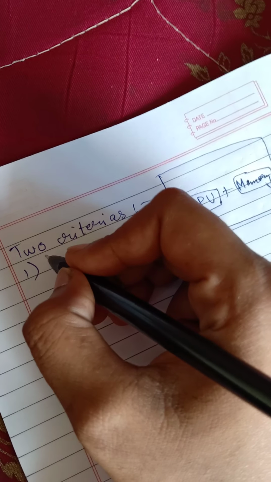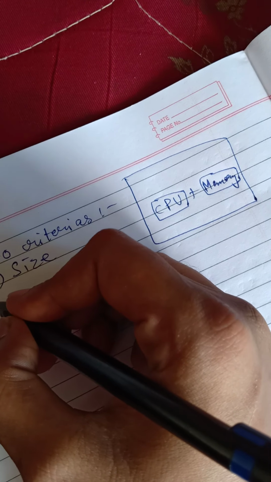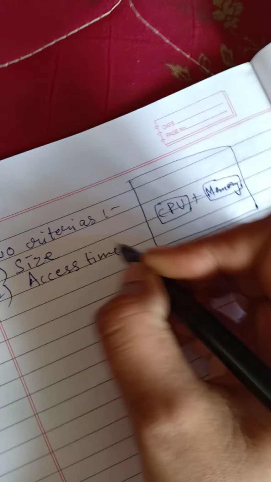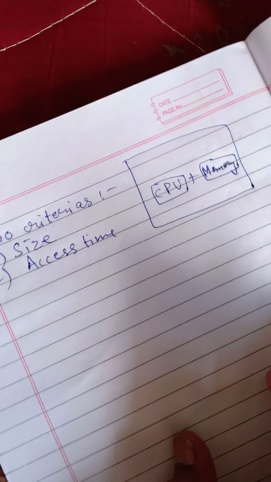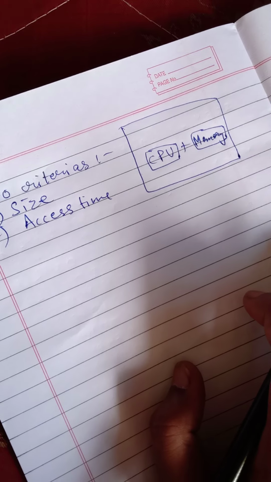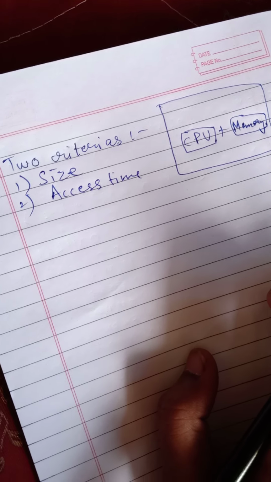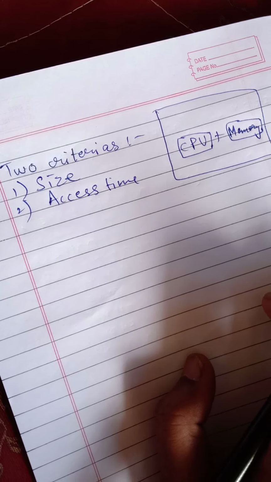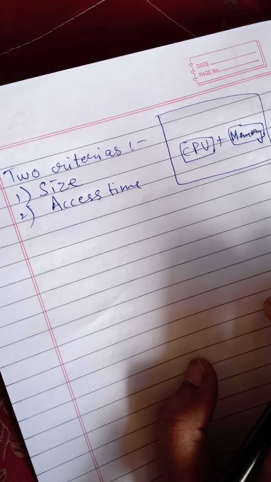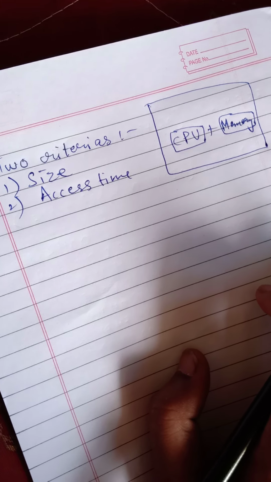First one is the size, and the other one is access time. Size is of course how big your memory is, how large data your memory can store, and the access time is how long it takes for any particular data to be retrieved from that memory, or rather how long it takes for any data to be retrieved by traversing through the memory.